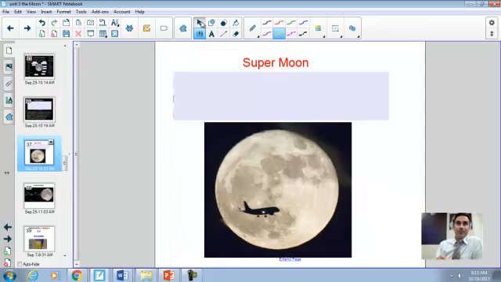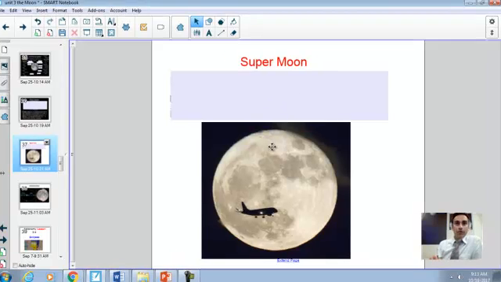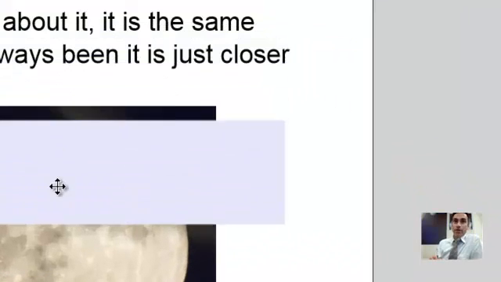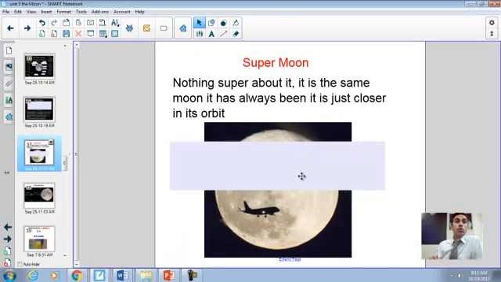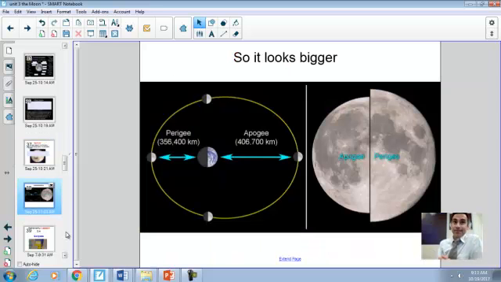Other different names. Supermoon. This is huge. Look how big the moon is. The moon doesn't change size. The moon is the same size as it's always been. There's nothing really super about it. However, it is closer in its orbit. So when something is closer, picture your hand far away and then up close, it appears larger. It hasn't actually changed its size. So just because it's super just means that it's a little bit closer.